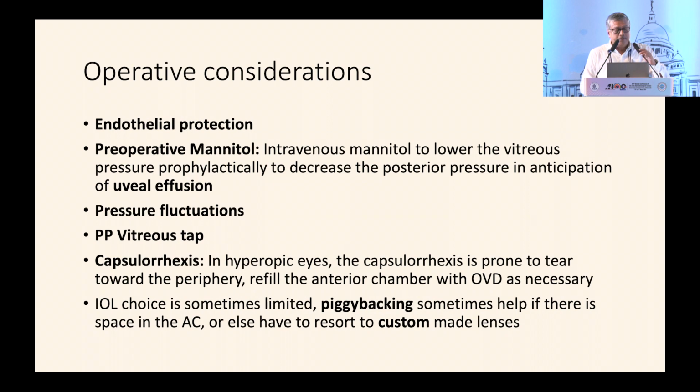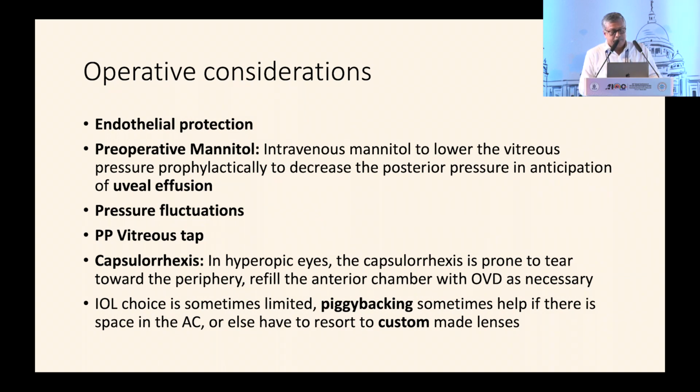So the operative considerations are endothelial protection. You must use preoperative mannitol, which decreases the chances of uveal effusion. You should avoid pressure fluctuations. You might need pars plana vitrectomy in some cases. And in hyperopic cases, the capsulorhexis is prone to tear towards the periphery. Refill the anterior chamber with OVD as necessary.